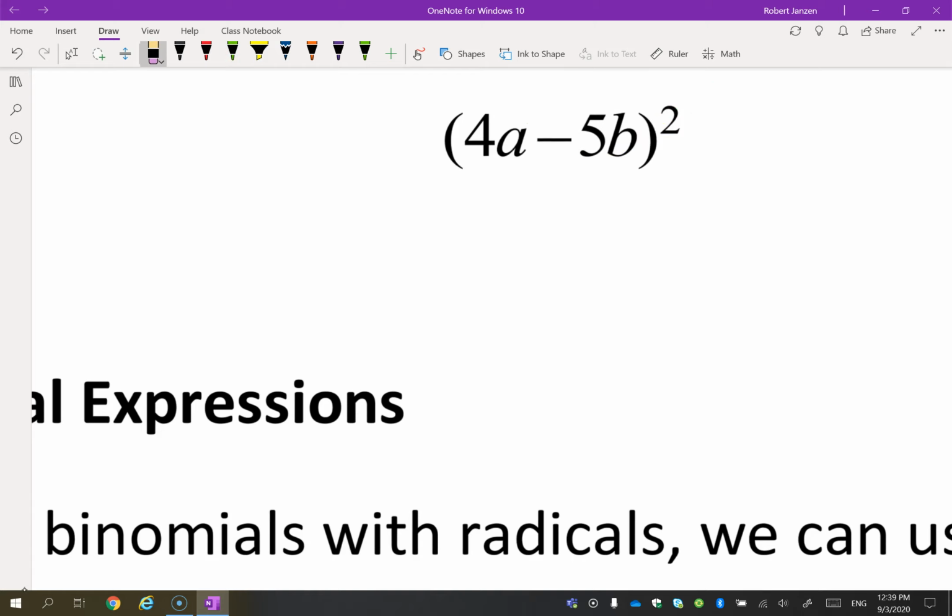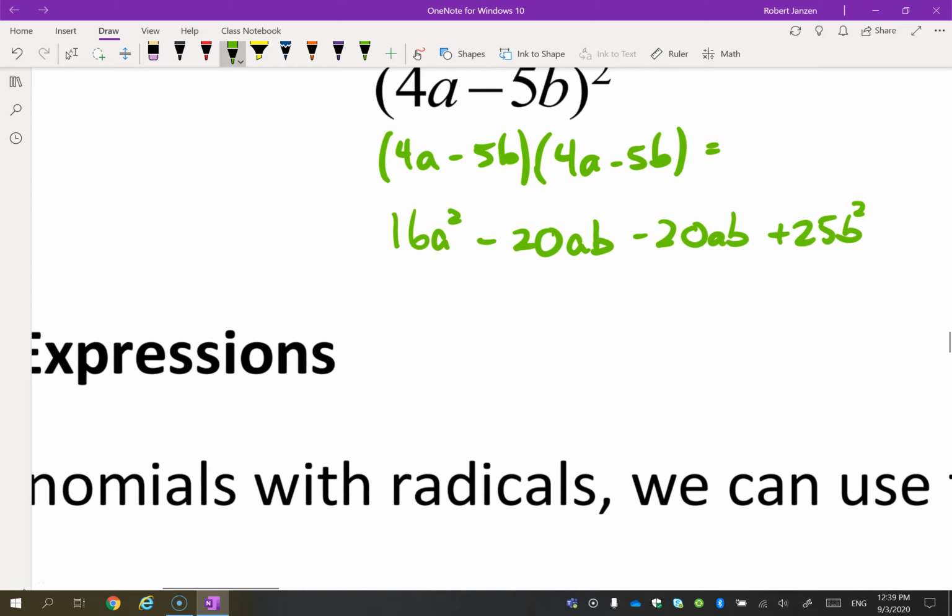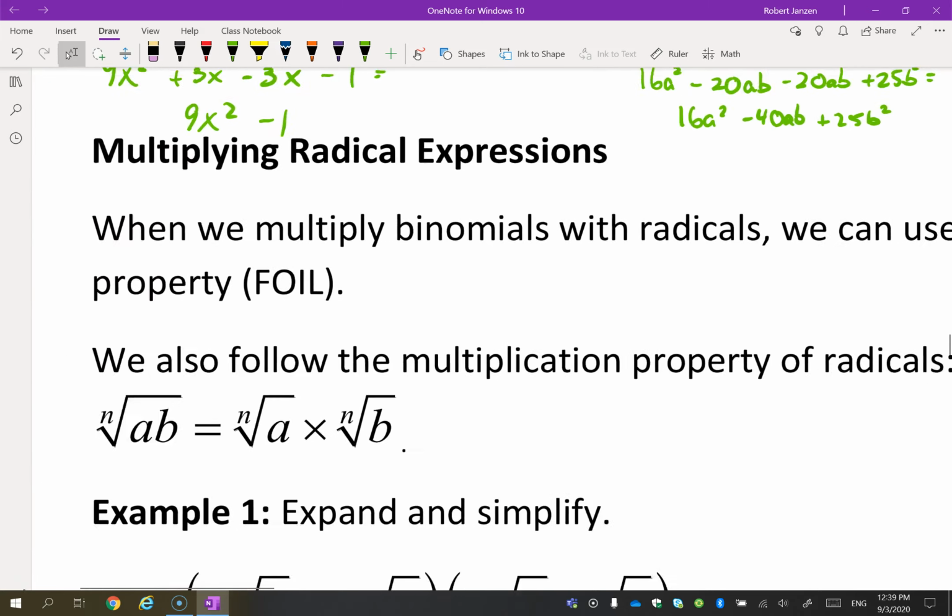Okay? You need to remember that this squared means, and I would write this out, it means you should do this. This is binomial multiplication. You're going to end up with four terms. Okay? 16a squared, that's the first term. Outsides, insides, and last. Okay, and then collect like terms. We end up with 16a squared minus 40ab. All right, guaranteed you will see that kind of idea when we're multiplying radicals.